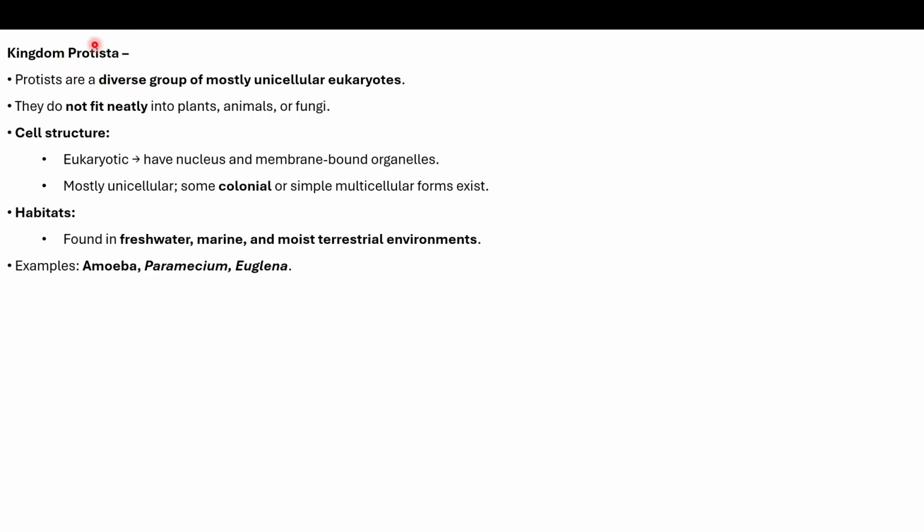Next, coming to kingdom Protista. Protists are a diverse group of mainly unicellular eukaryotes, and they do not fit neatly into plants, animals, or fungi. Their cell structure is eukaryotic. They have a nucleus and membrane-bound organelles, are mostly unicellular, and some exist as colonies or simple multicellular forms. Their habitats are mostly freshwater, marine, and moist terrestrial environments.